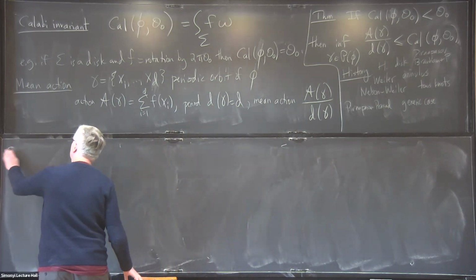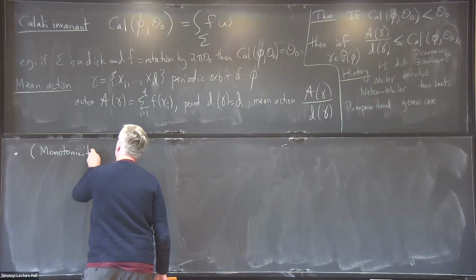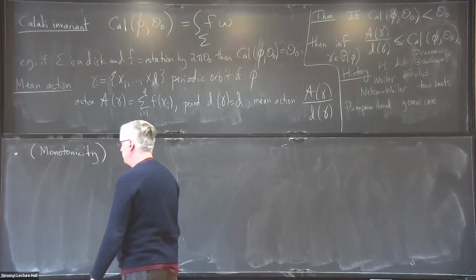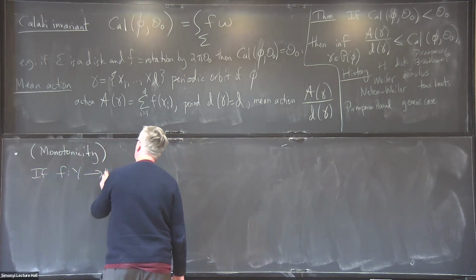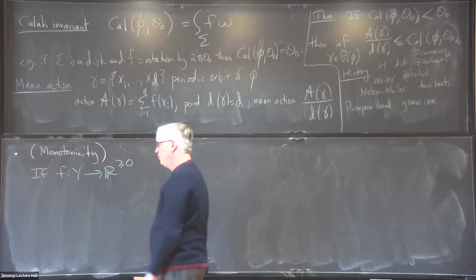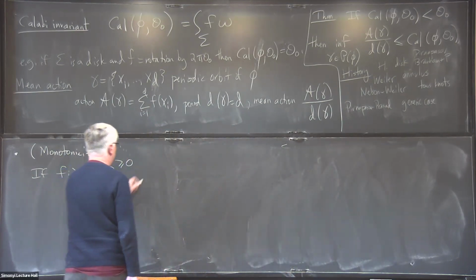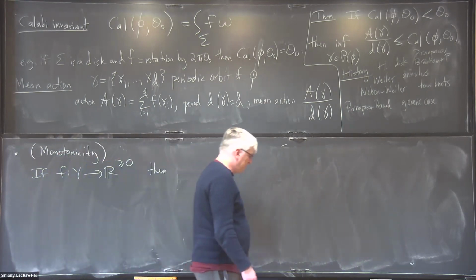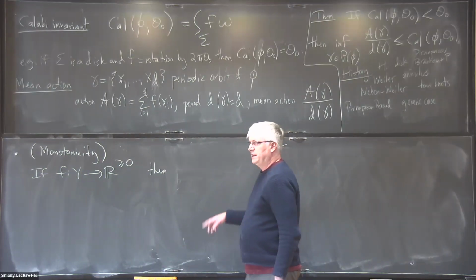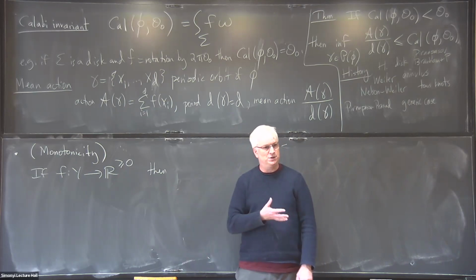The second property is sort of monotonicity. It says that if f is some function on Y which is everywhere greater than or equal to 0, then, well, the basic version of the statement is, I can take the contact form lambda and multiply it by e to the f. I get another contact form, and that increases the spectral invariants.